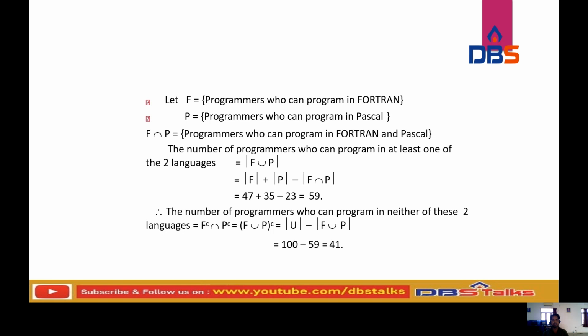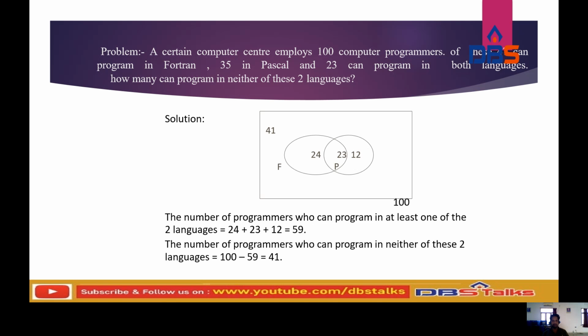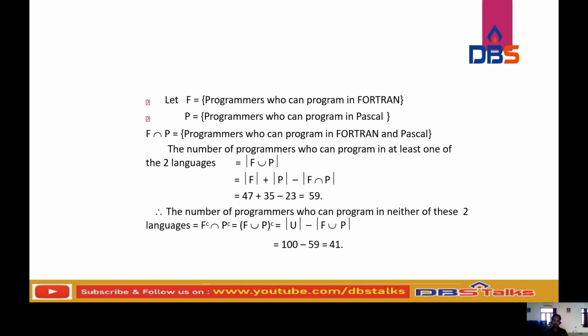Likewise, F union P equals F plus P minus both: F is 47, P is Pascal 35, minus both which is 23. So it is 59. Next, the number of programmers who can program in neither of these two languages, F complement intersection P complement, equals F union P whole complement, that equals the modulus of U minus F union P, that equals 100 minus 59, equal to 41.